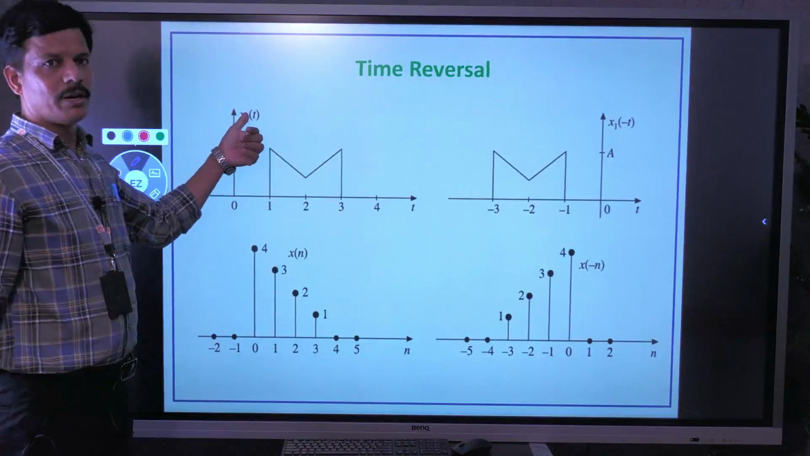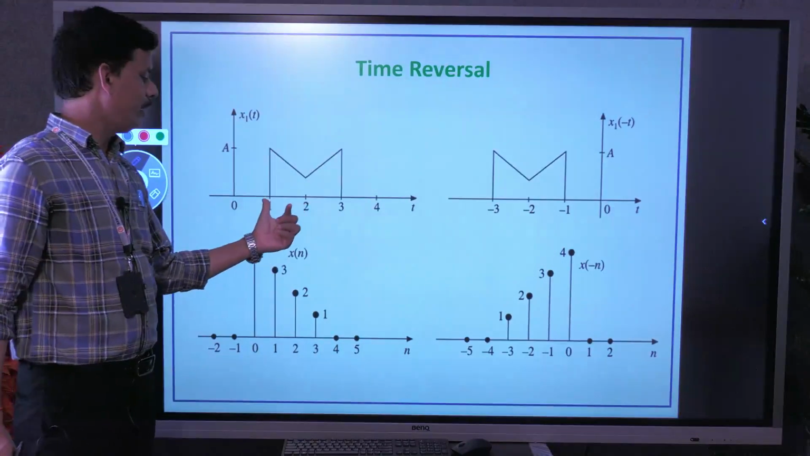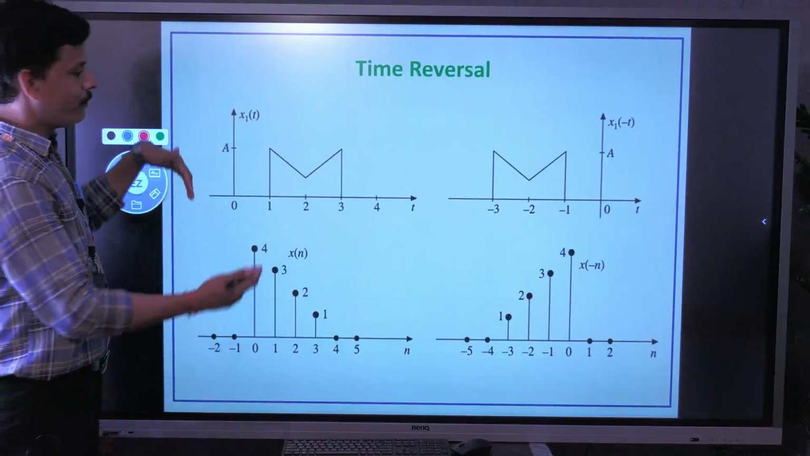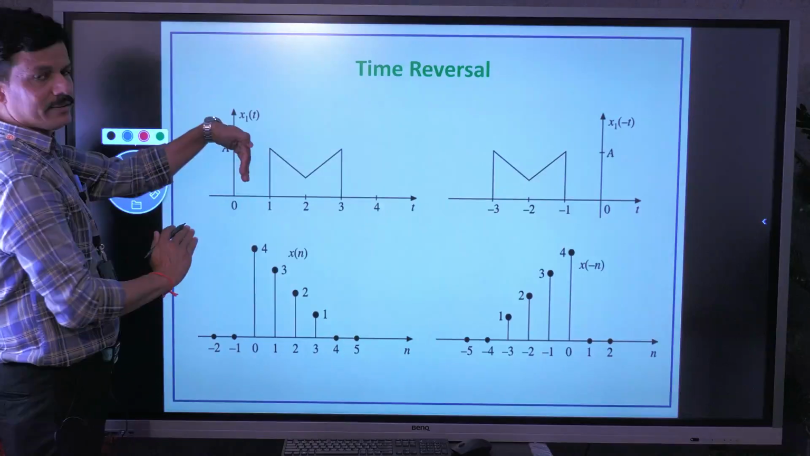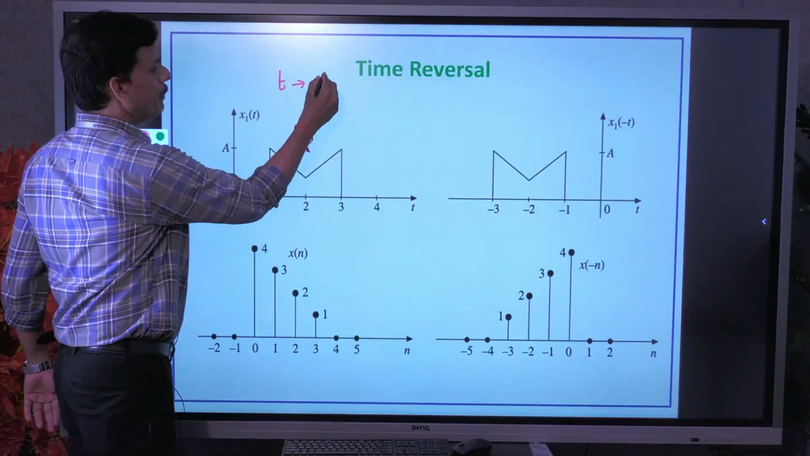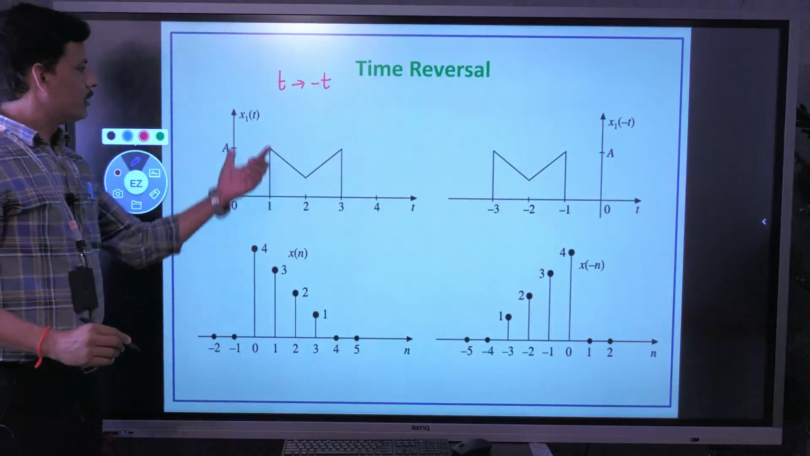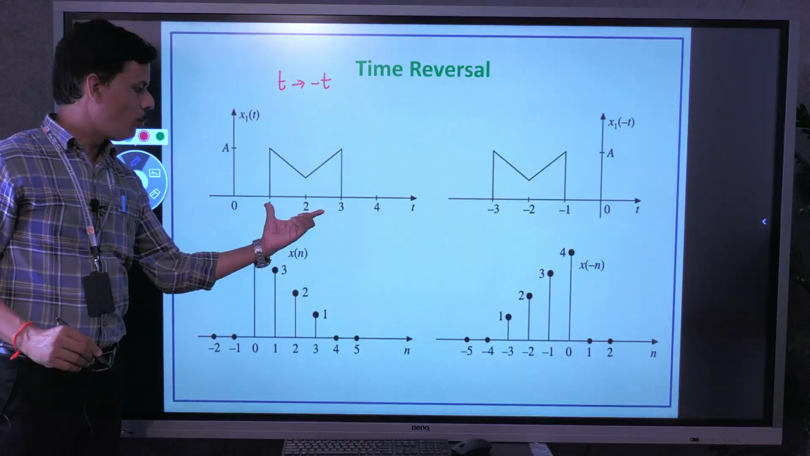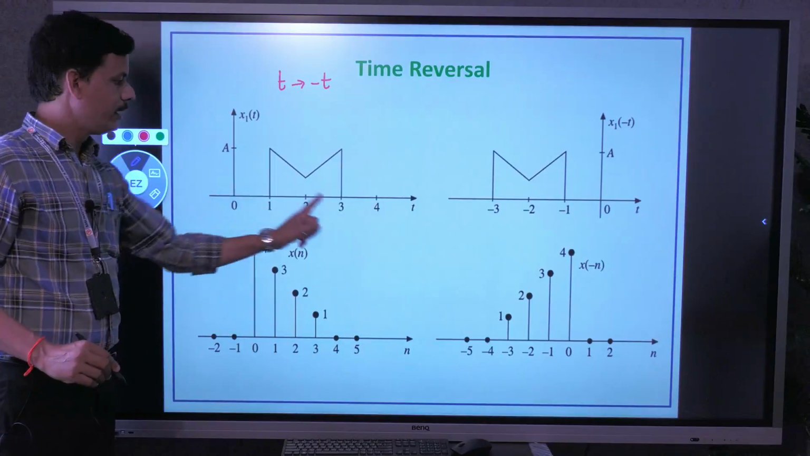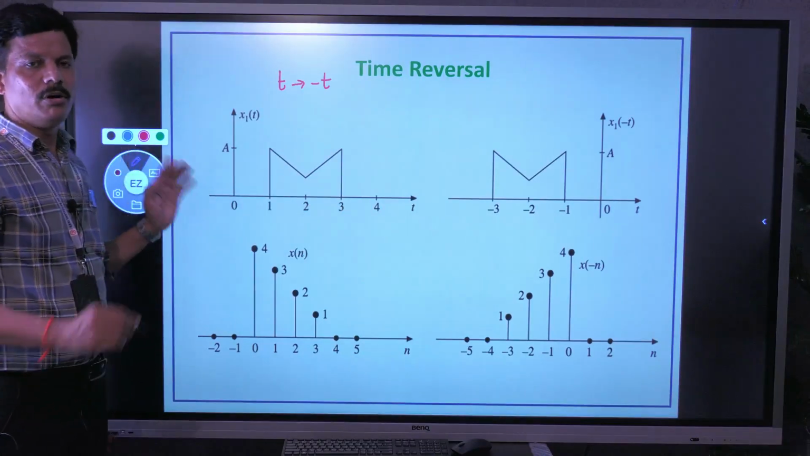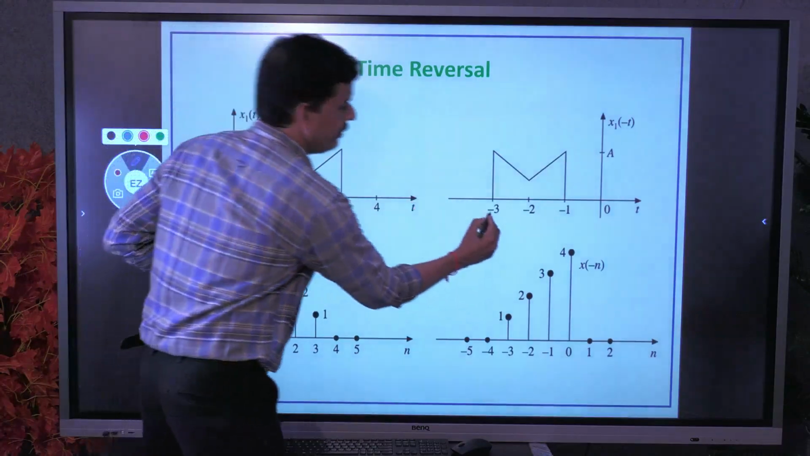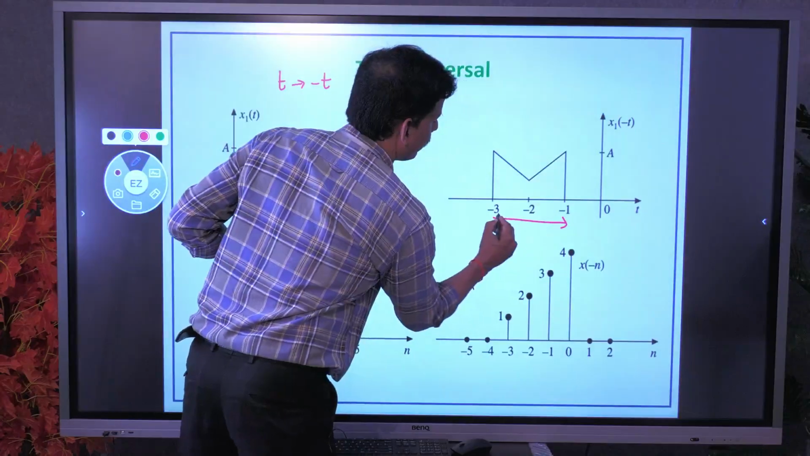Here a signal x1 of t is defined in the interval 1 to 3. Time reversal means the time axis is reversed. t is replaced with minus t. Remember, t replaced with minus t. So the t values 1 to 3 become negative. It means 1 becomes minus 1, 3 becomes minus 3. So the time reversed limits are minus 3 to minus 1.